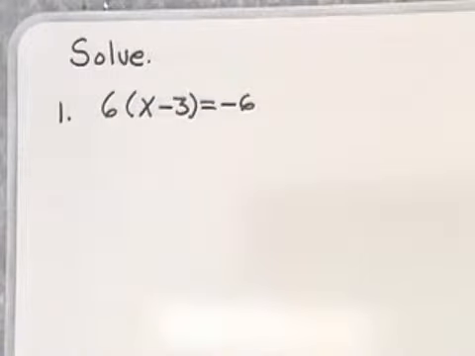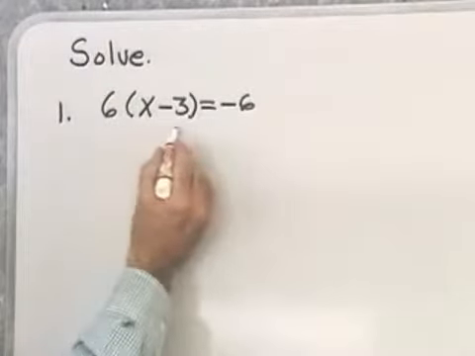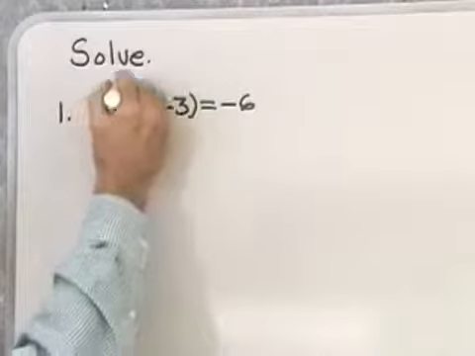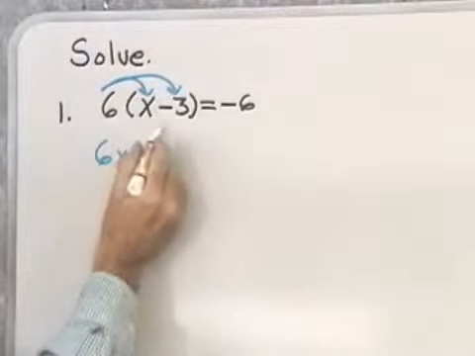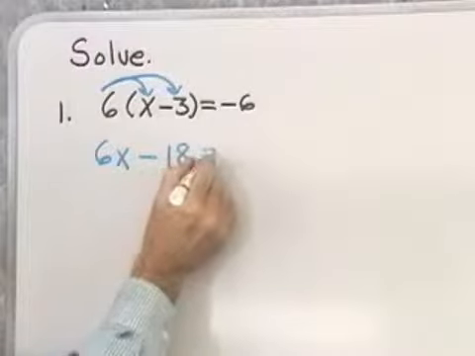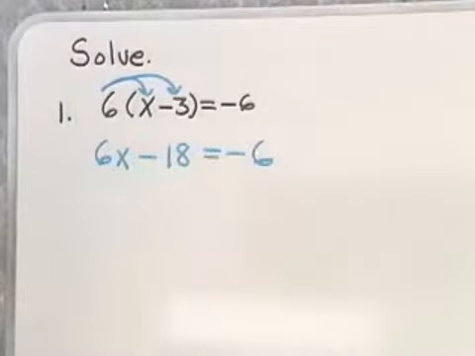Here we have an equation, 6 times x minus 3 equals negative 6. We need to start by separating the terms over here by using the distributive property. So 6 times x is 6x. 6 times 3 is 18. So that's what I do first.